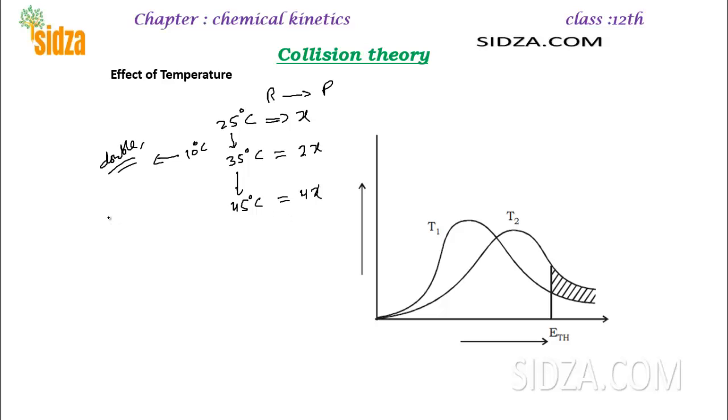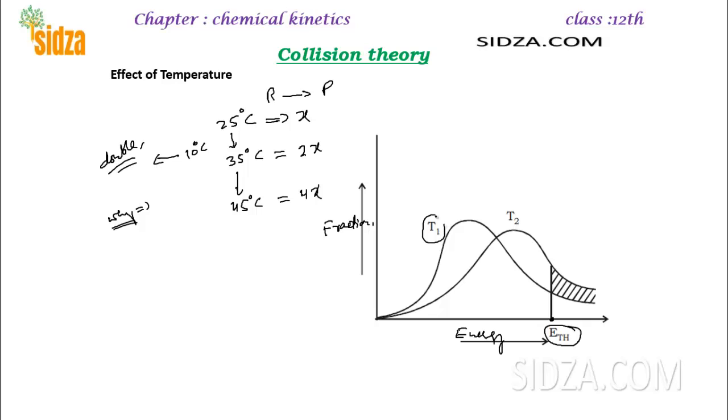Now the question is why? Just by increasing the temperature by 10 degrees Celsius, why does the reaction rate become double? It's because the area under this graph here, you can see, becomes almost double. It means that the number of molecules possessing the threshold energy becomes double. And let's suppose this is the threshold energy here.